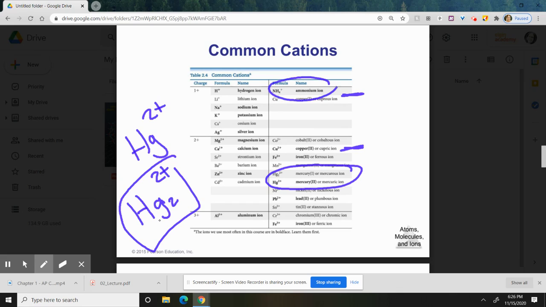You also have one polyatomic ion that is a cation. That's ammonium, because remember ammonia is NH3. Ammonium is NH4 plus.